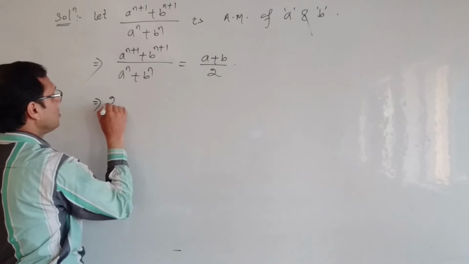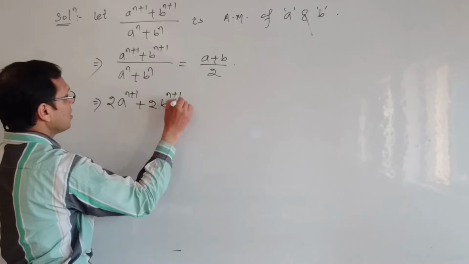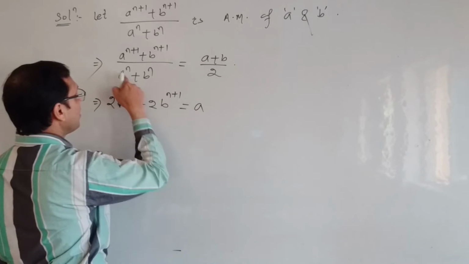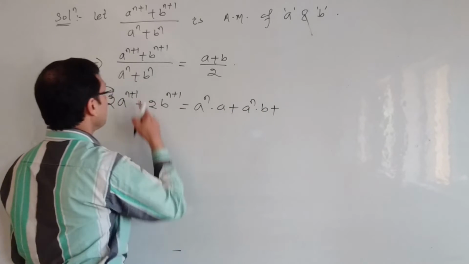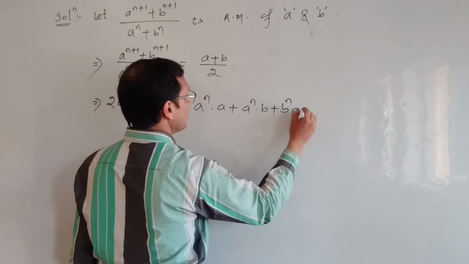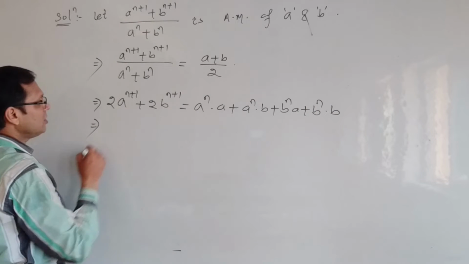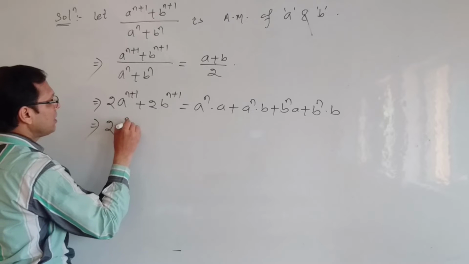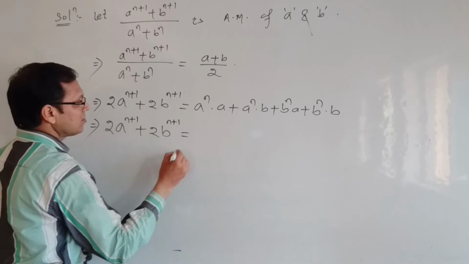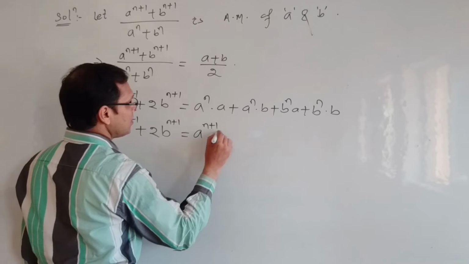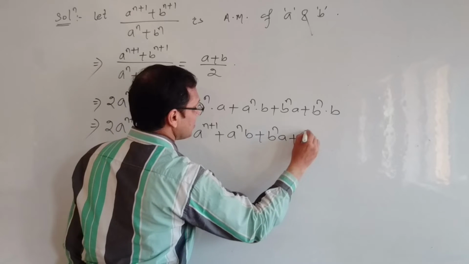So cross multiplying, 2a^(n+1) plus 2b^(n+1) is equal to a^n into a plus a^n into b plus b^n into a plus b^n into b. So that is nothing but 2a^(n+1) plus 2b^(n+1) is equal to a^(n+1) plus a^n b plus b^n a plus b^(n+1).